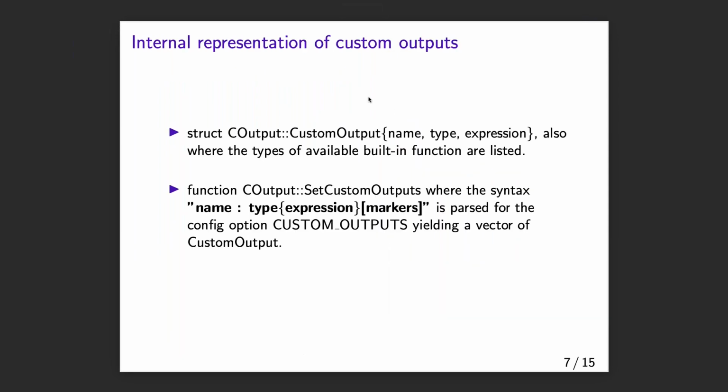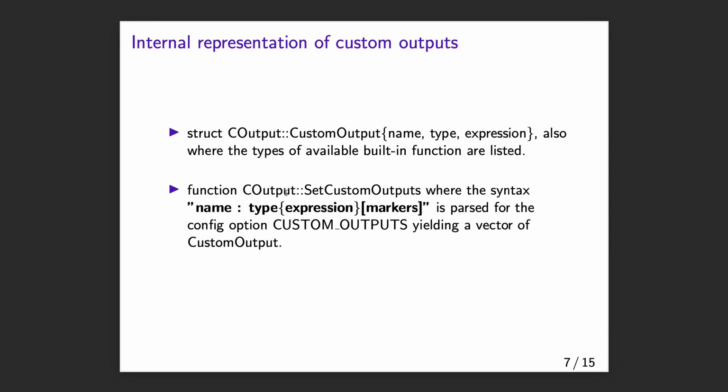Then we need some internal representation of custom outputs. And this will serve also to document a bit what was implemented in the code. So there's basically a struct in C output, which is this custom output, which just stores the name, the type, and the expression, and this is also where we define the types of available built-in functions.